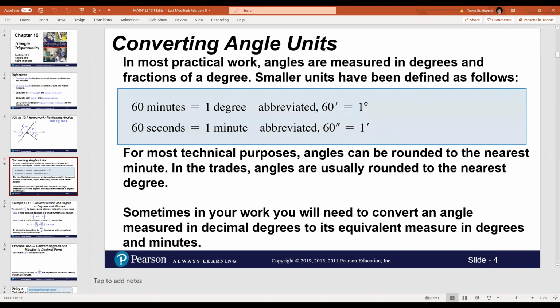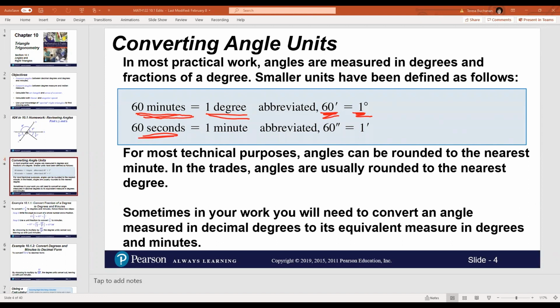Converting angle units. In most practical work, angles are measured in degrees and fractions of a degree. Smaller units have been defined as follows. So we saw this in previous class, that we can take 1 degree and break it down into much smaller segments called minutes. And we say that 60 minutes is equal to 1 degree. And we even could go further than that and take minutes and break them down into 60 seconds.